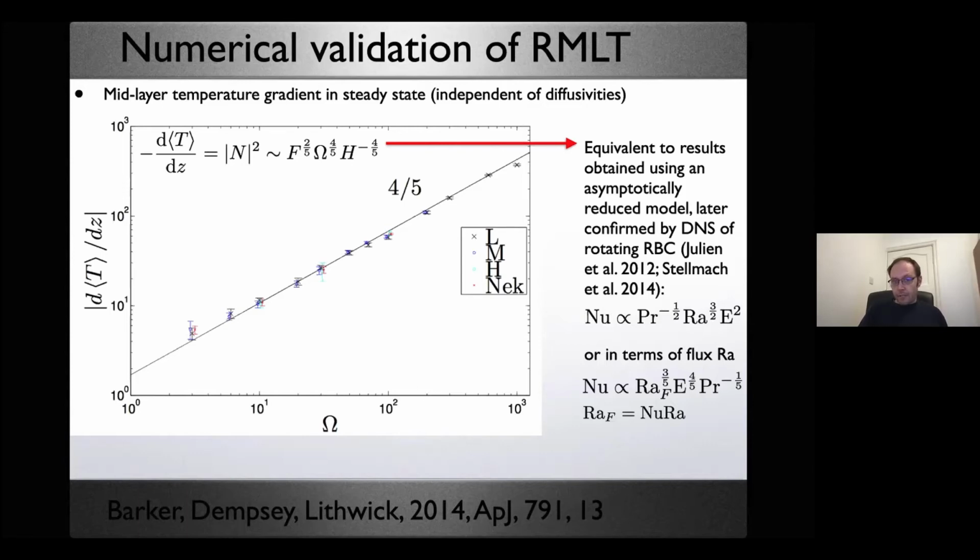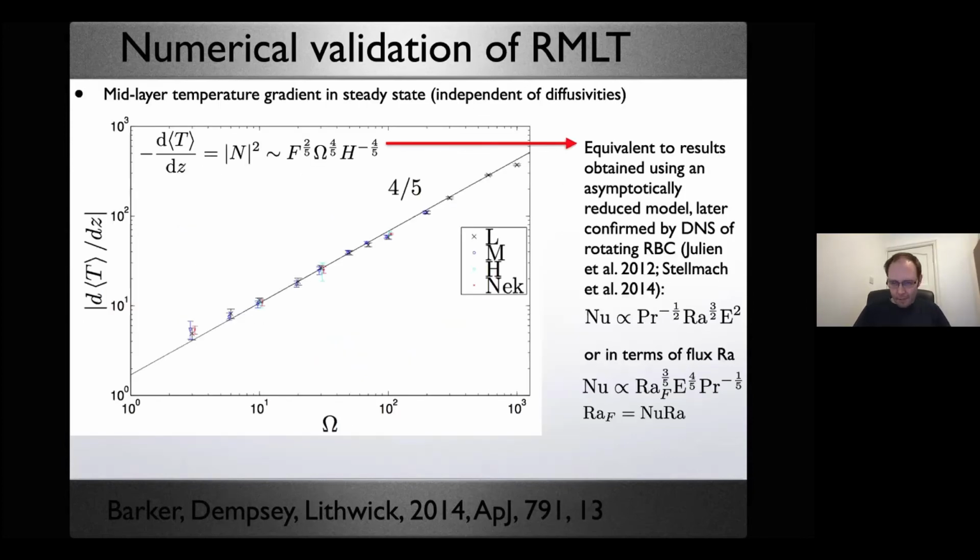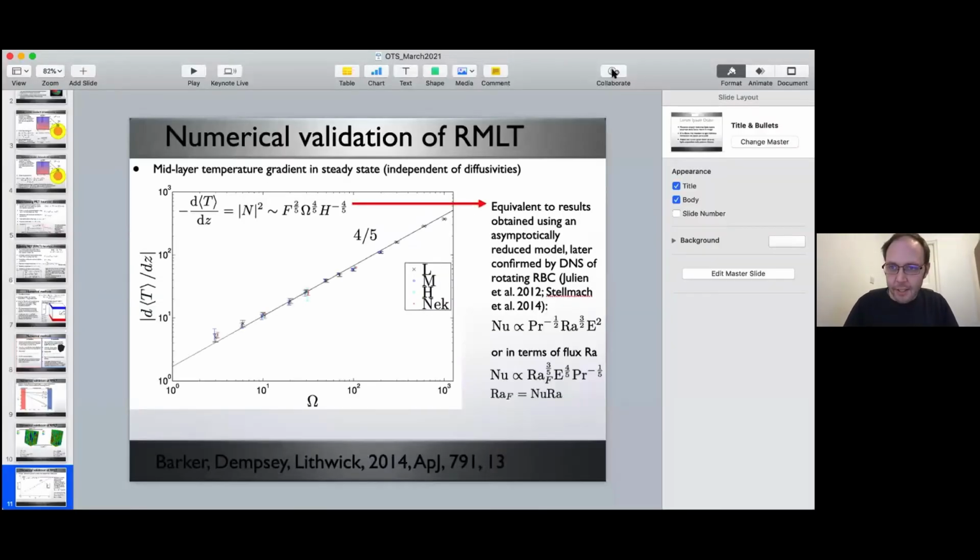And this is equivalent to what's been obtained, you can write this also in terms of Nusselt numbers and Rayleigh numbers, and it's equivalent to a result that's been obtained using an asymptotically reduced model that's valid in the limit of rapid rotation by Keith Julian and collaborators, and later shown in some nice numerical simulations by Stefan Stelmach of standard rotating Rayleigh-Benard convection, where they obtained that the Nusselt number goes as this one to the right. I need to minimize my own face to the right to be able to actually see what that is.